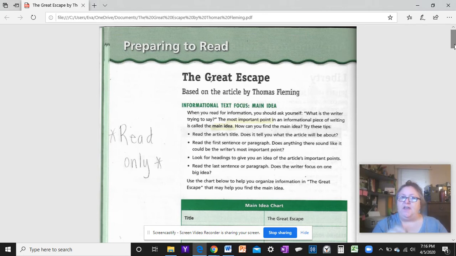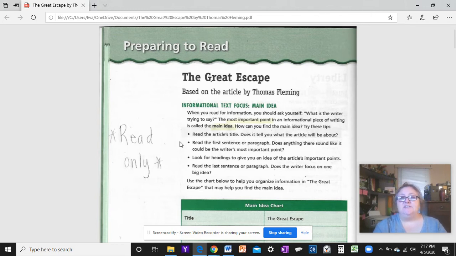Please make sure that when you log on to this, you read the preparing to read page before you read the story, okay? Because remember when we talked about this in class, I need you to understand the basic components for literature. Your informational text, that's what you're going to be reading, okay? The focus for this week, for this story, is main idea. You're going to read this part about main idea. The most important point of an informational piece of writing is the main idea.